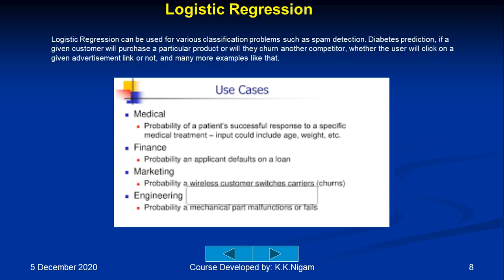Logistic regression can be used for various classification problems such as spam detection, diabetes prediction, whether a given customer will purchase a particular product or not, whether he will churn out to another competitor, whether the user will click on a given advertisement link or not. So where it is yes or no, true or false, that kind of situation is there. In that situation, logistic regression is very comfortably used.